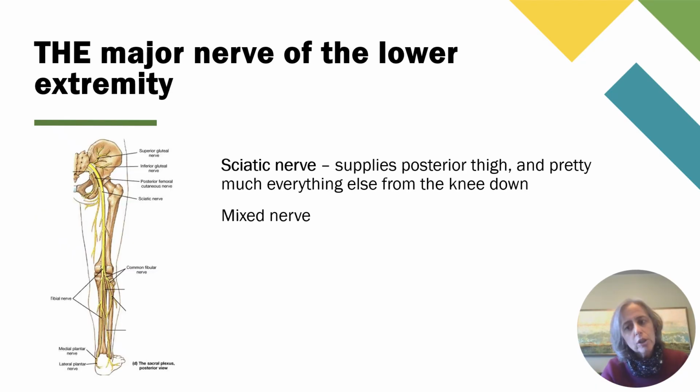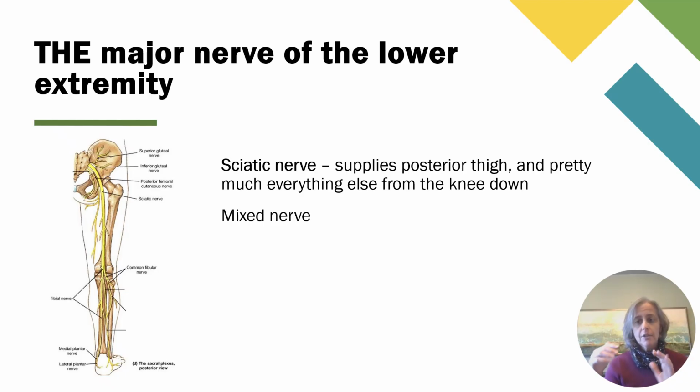The big kahuna nerve, though, for the lower extremity, the one that supplies every other part of the lower extremity, is the sciatic nerve. It is the biggest nerve in the human body. It is as thick as a watch strap, and I mean like an Apple Watch strap, not just a little Timex, right? So it's really thick.